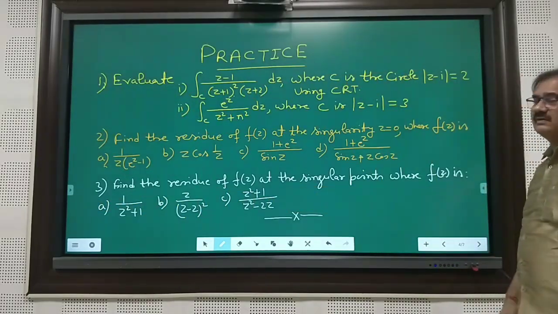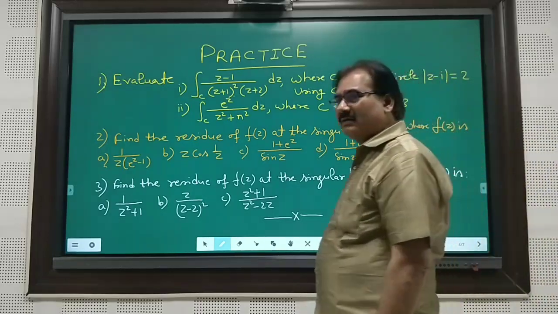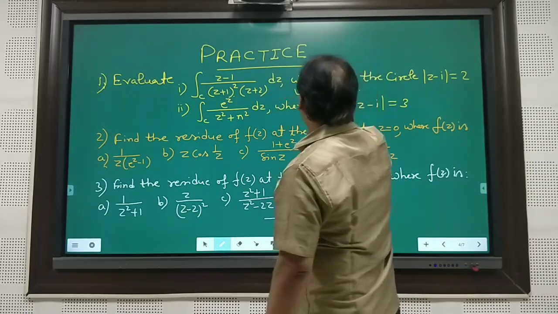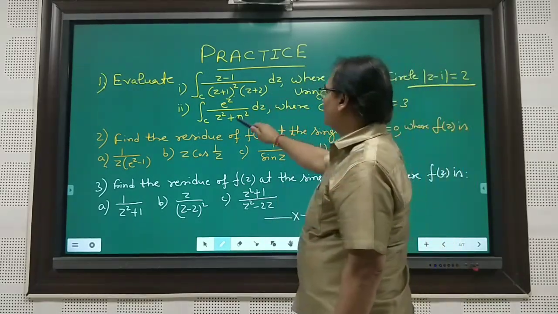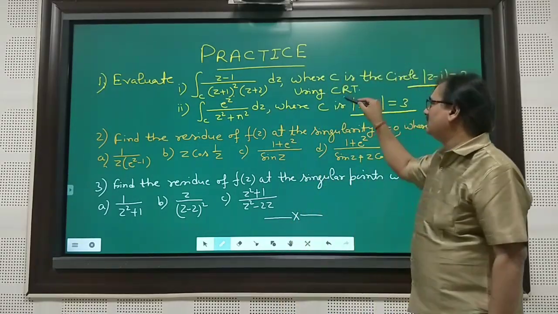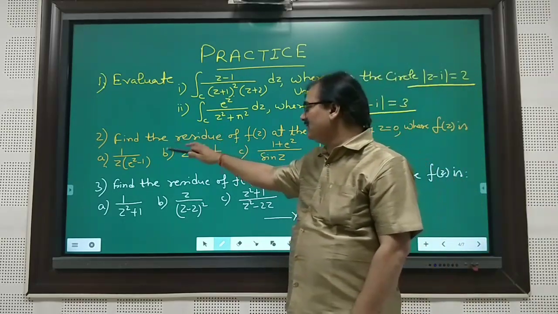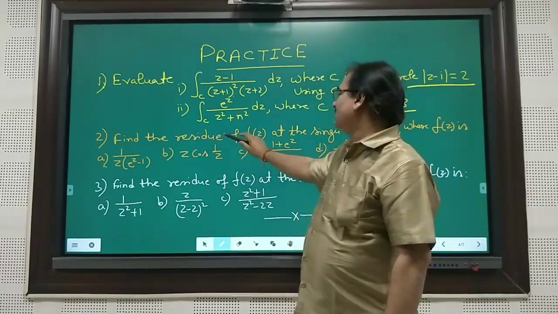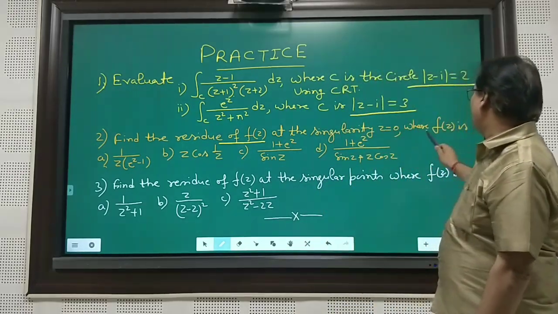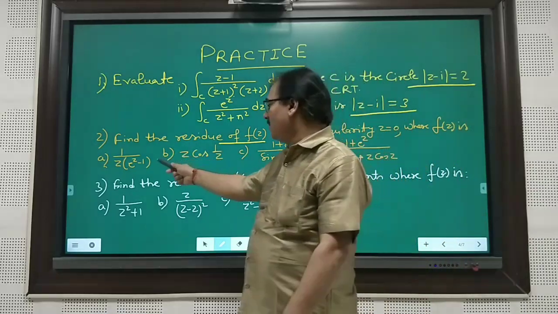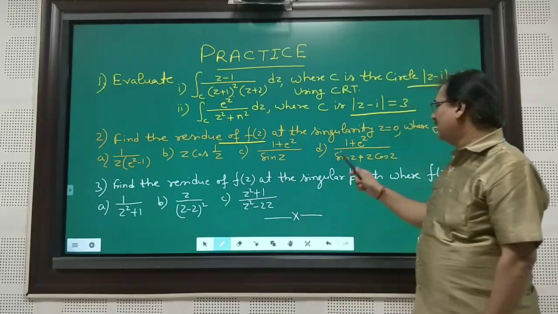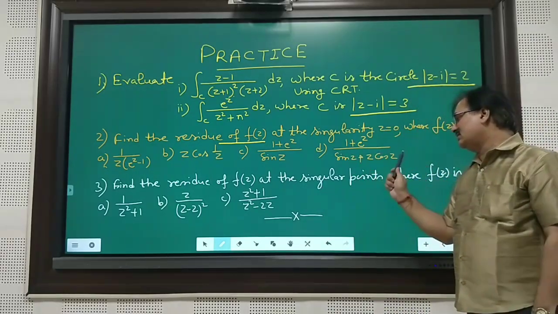Now, for practice, I think you have gone through these nice problems. Evaluate the integral of (z minus 1) over (z plus 1) whole square (z plus 2) dz, where C is the circle. In the second problem, e power z over (z square plus pi square) dz, where C is again a circle, by using the Cauchy residue theorem. And this is a smaller problem: find the residue of f(z) at the singularity z is equal to 0, where f(z) is 1 over z, e power z minus 1, z cosine 1 by z, 1 plus e power z divided by sin z.